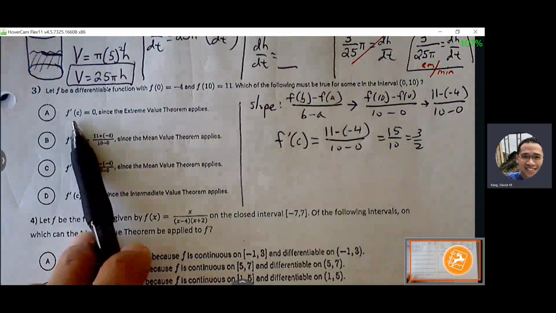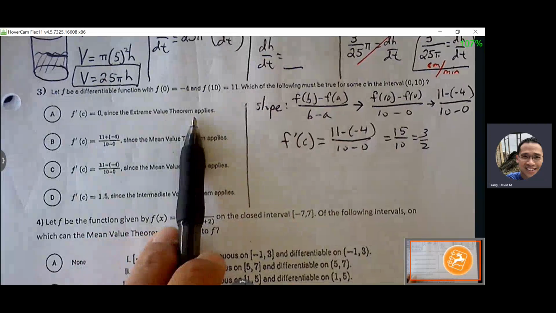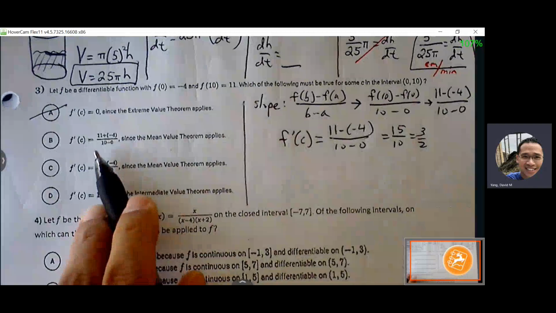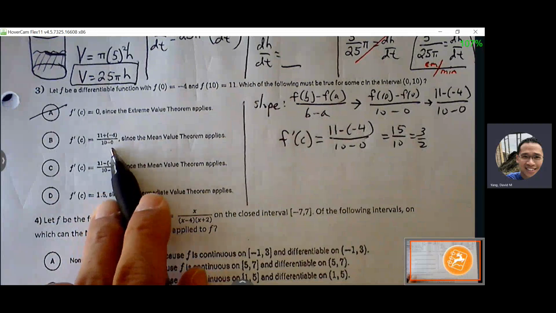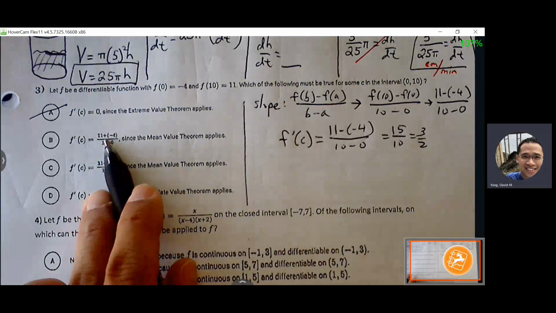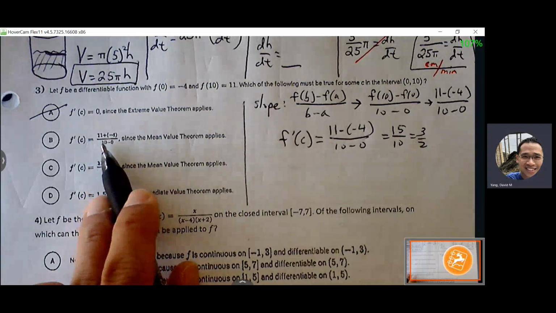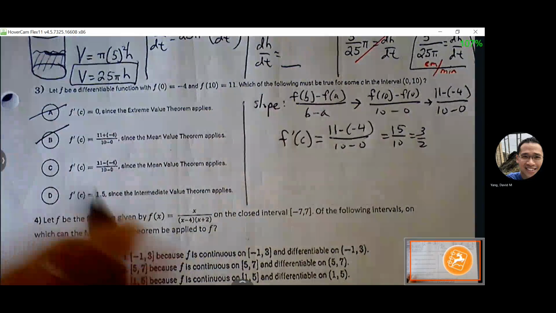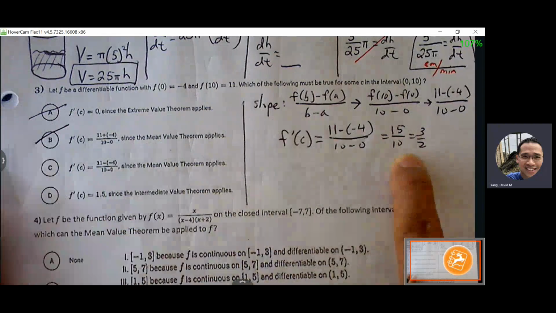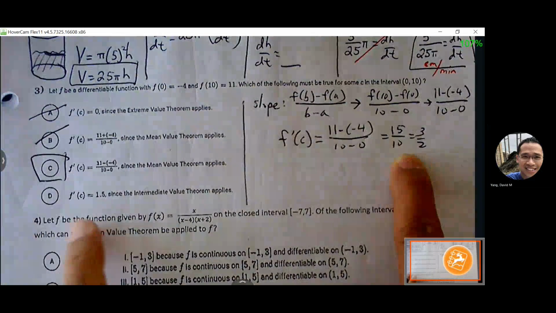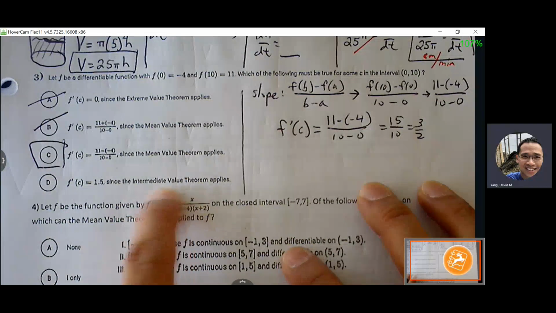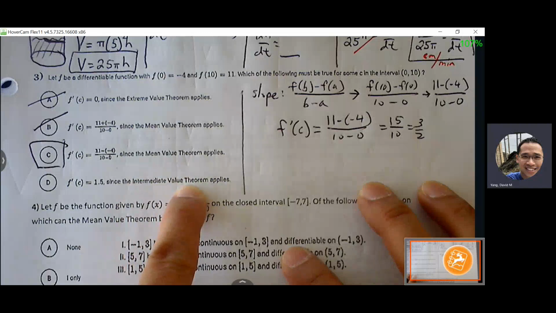Okay, so let's look at our answer choices here. F prime of C is equal to 0 since EVT applies. Does this make sense? No, okay. F prime of C equals 11 plus -4 over 10 minus 0, since mean value theorem applies. It's a little bit off, right? That plus, it should be changing y over changing x, not a plus there. F prime of C equals 11 minus -4 over 10 minus 0. Okay, so this matches what we know to be true. F prime of C equals 1.5 since IVT applies. So yeah, this is the wrong theorem, right? Wrong theorem.